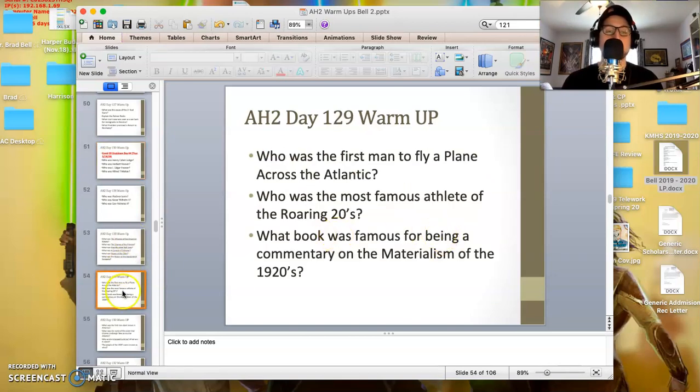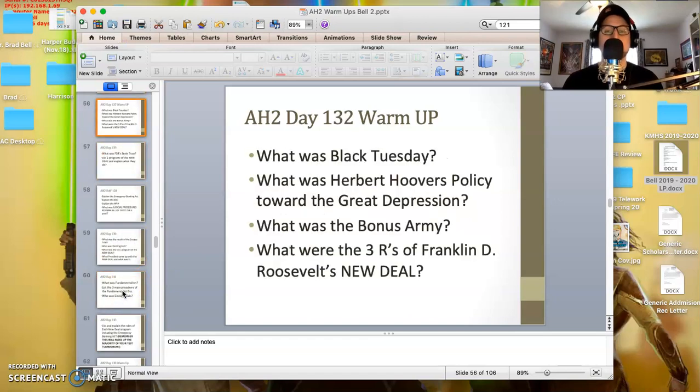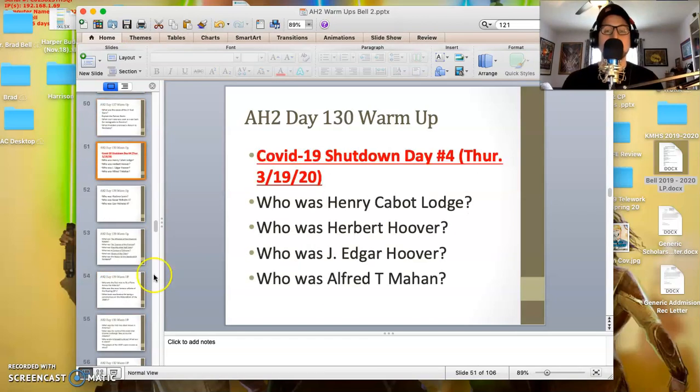J. Edgar Hoover, excuse me, I messed this up. J. Edgar Hoover is the creator of the FBI. He also led the Palmer raids, rounding up suspected communists and getting them out of the United States. Wiretapping, fingerprints, all that stuff. This is stuff we covered right before the shutdown in class.